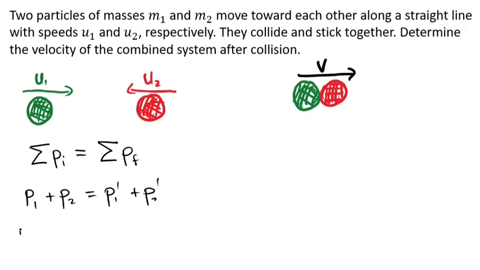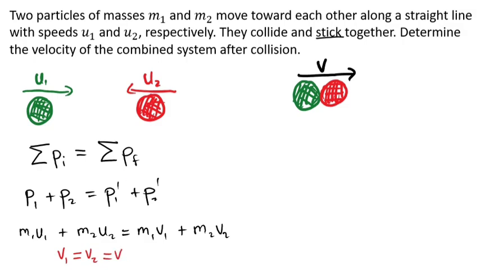Now momentum is mass times velocity, but for velocity we're going to use u. So m1 u1 plus m2 u2. This is equal to m1 v1 plus m2 v2. Now remember, they stick together after collision, so they become one mass. So if they become one mass, it means that they have a common velocity. So v1 will be the same as v2, which is just v, the common velocity.